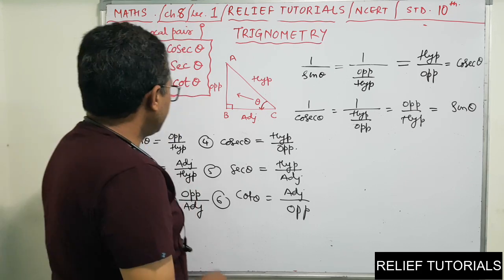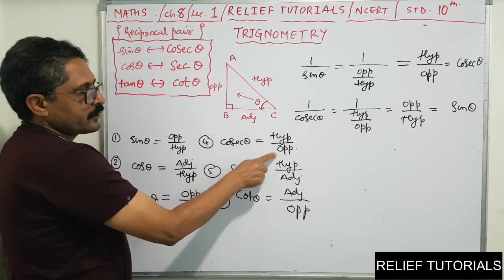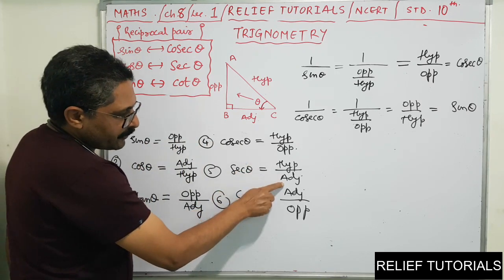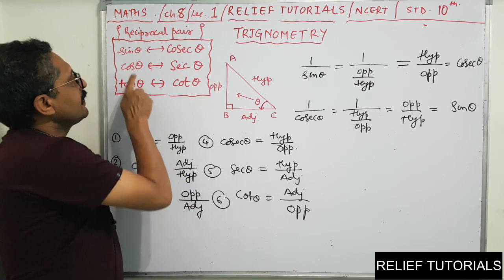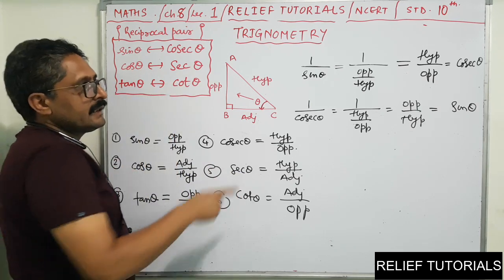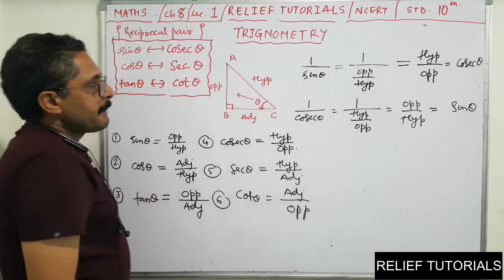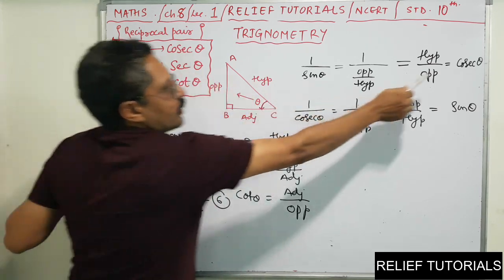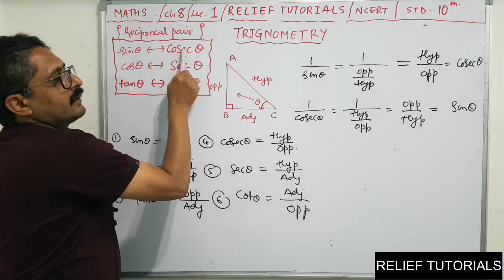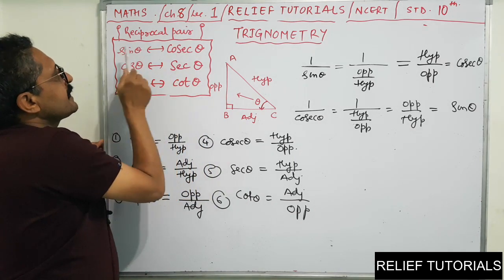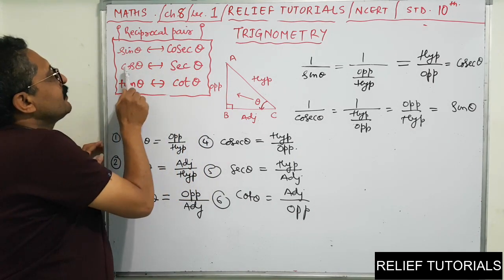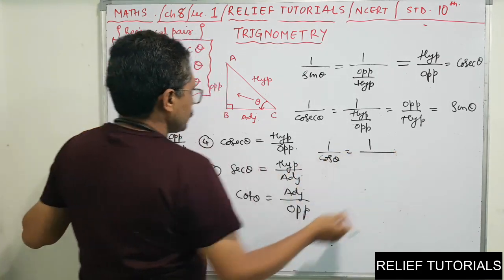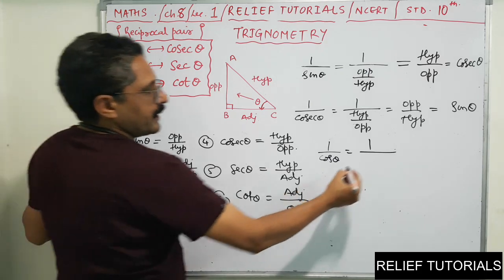Have you got it? Opposite upon hypotenuse, and hypotenuse upon opposite: these two are a reciprocal pair. Adjacent upon hypotenuse, and hypotenuse upon adjacent: these two are a reciprocal pair, cos theta and sec theta. In the same way, 1 upon sine theta is equal to cosec theta, and 1 upon cosec theta is equal to sine theta. Similarly, if you write 1 upon cos theta, that is 1 upon adjacent upon hypotenuse.